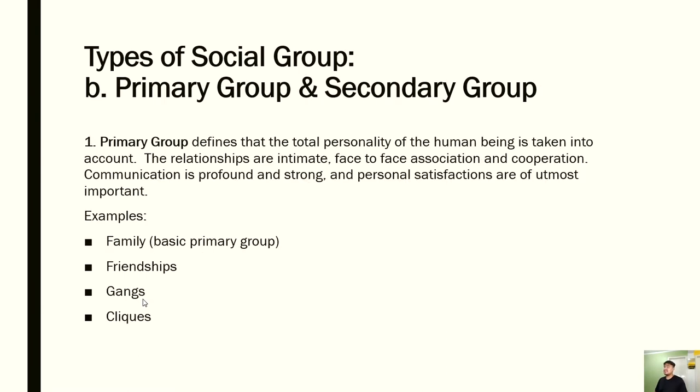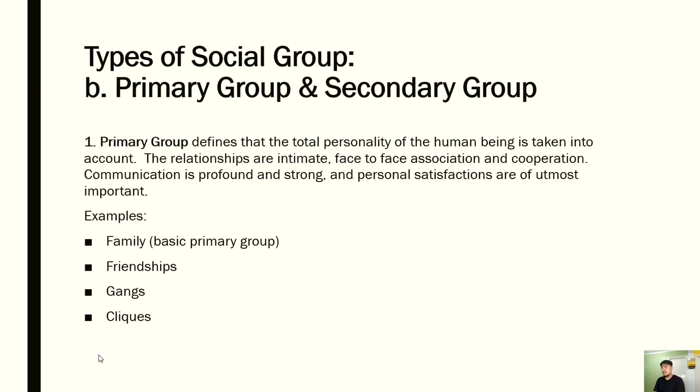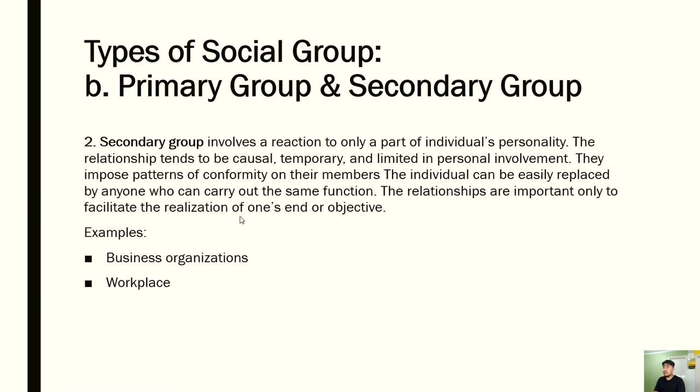Now, a secondary group is not very intimate. Face-to-face association is possible, but compared with primary groups, the association and cooperation are stronger in primary groups. In secondary groups, you may see each other face to face, or not, which is why it becomes secondary. It is limited, casual, temporary, and limited in personal involvement. They impose patterns of conformity on the members. Unlike in primary groups, where the group itself forms the norms, here there are norms already offered that must be followed. The individuals can be easily replaced by anyone. The relationships are important only to facilitate the realization of one's end or the group's objectives.